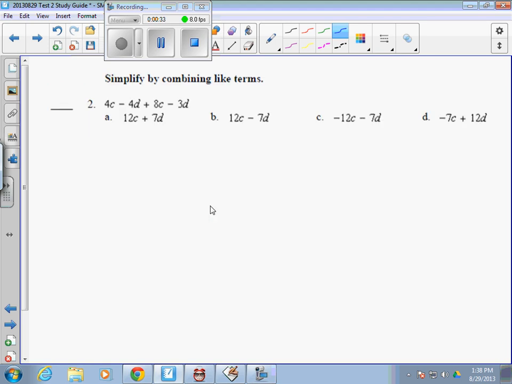Number 2 says simplify by combining like terms: 4c minus 4d plus 8c minus 3d. We have c's and d's. 4c, that's positive 4c, and positive 8c. When we put those two together, we get 12c. And negative 4d, the sign goes with the number that it's in front of. Negative 4d and negative 3d combine to give you negative 7d. So 12c minus 7d, B.